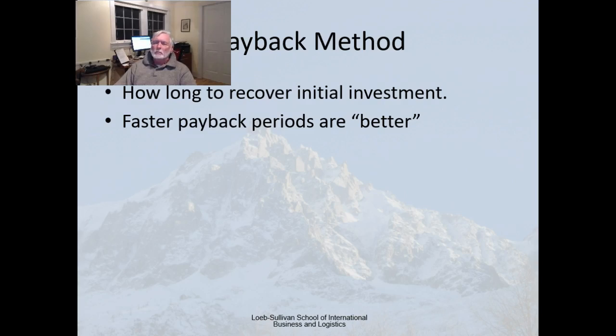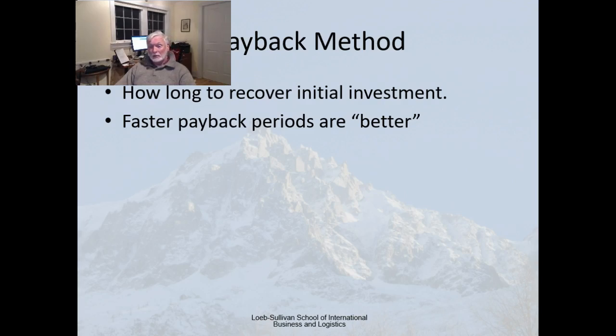There are those three methods we talked about, and the payback method is certainly the one that non-financial people really understand quite well. How long does it take me to recover my initial investment? And the faster I get my investment back, the better the investment is. So if I get my investment back in 2 years, that's better than getting my investment back in 5 years. And to a certain extent, that's true. The faster I get my investment back, the lower the risk.